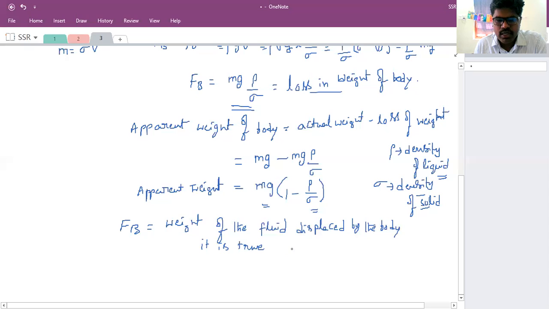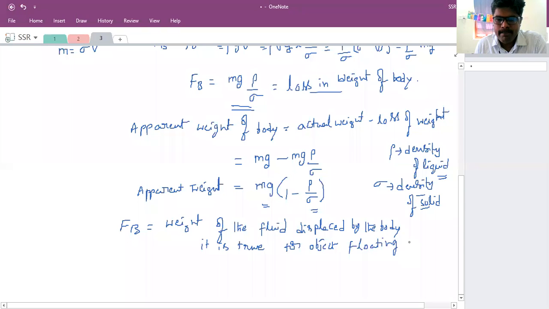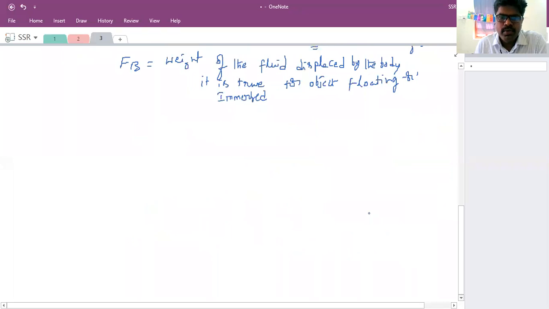Is it true for an object that is floating? Floating means partially immersed. It is true whether the object is floating or completely immersed in the liquid. So one more point regarding FB: the force of buoyancy is equal to the weight of the fluid displaced by the body.